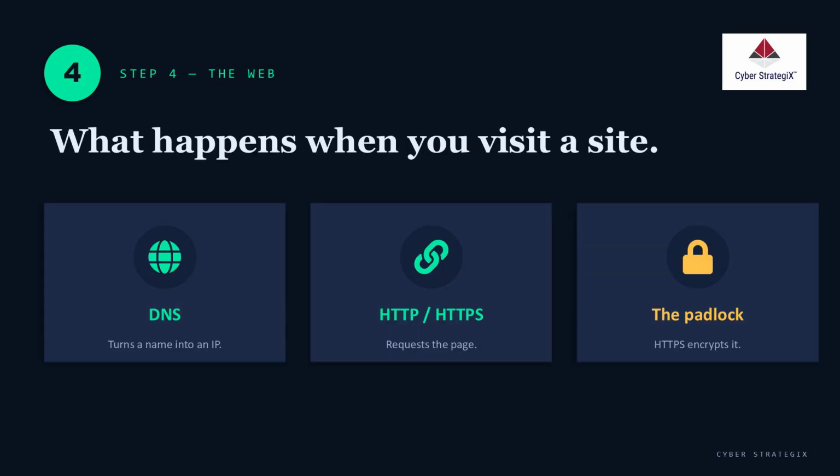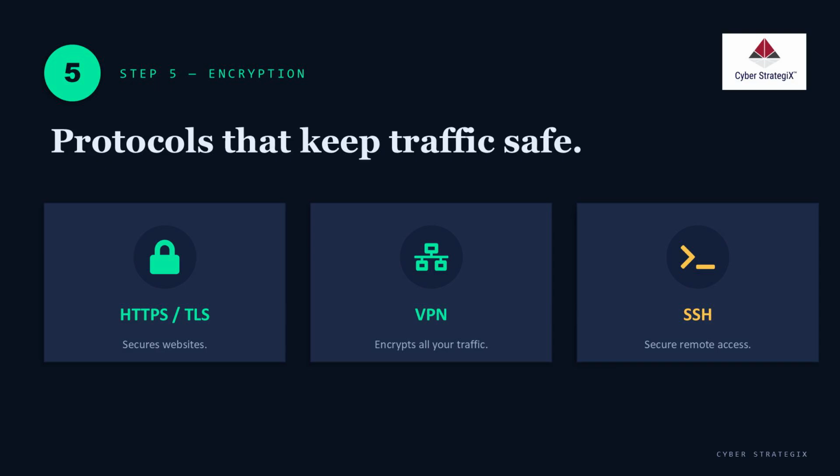Let's trace visiting a website. First, DNS, the internet's phone book, turns the name you typed into an IP address. Then your browser uses HTTP, or better, HTTPS, to request the page from that address. And that padlock you see means HTTPS is on, encrypting the connection so no one in between can read it. Three quiet steps happening in milliseconds every time you browse. A few secure protocols do the heavy lifting.